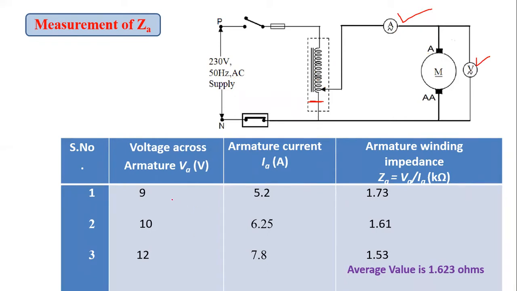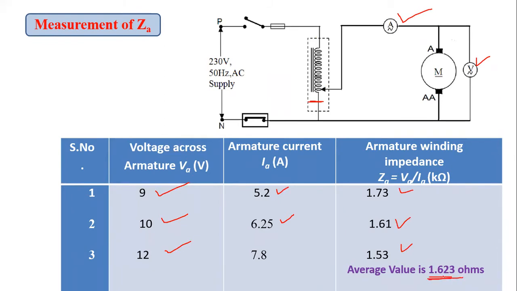Starting, we apply 9 volts and check what current is flowing in the armature, then 10 volts, and then 12 volts. Any voltage you can apply, and we need to cross-check with the current flowing. Once we know the voltage and current, you can identify the impedance. We take the average of these values as the final armature impedance. That means we are getting 1.623 as the impedance of the armature.